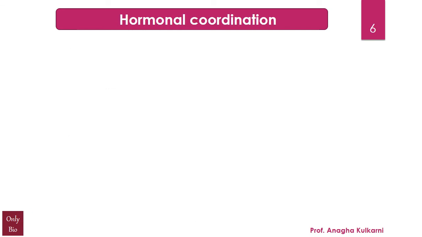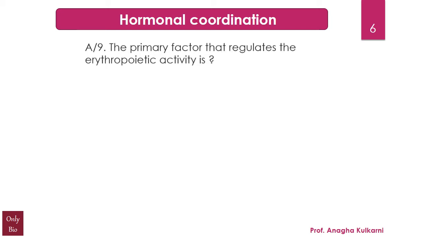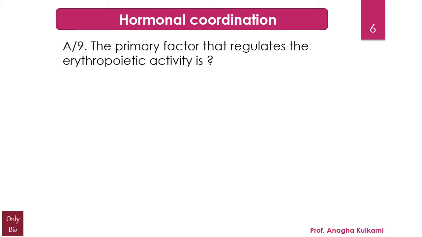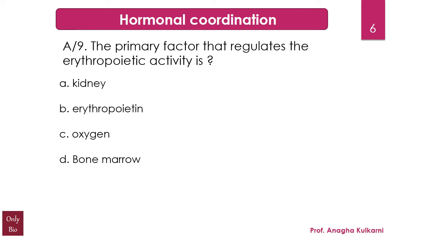The next question is being taken from a chapter which relates with both hormonal coordination as well as excretion and osmoregulation. The question says, the primary factor that regulates the erythropoietic activity is dash. And your options are A. Kidney, B. Erythropoietin, C. Oxygen, D. Bone marrow. Friends, you're likely to be confused here in between option A and option B. But surprisingly, the answer here is C.